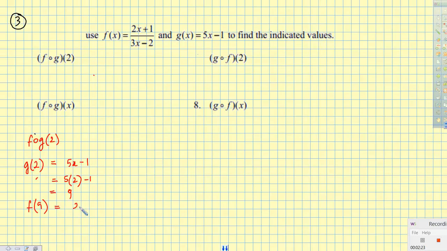So it's going to be 2 times 9 plus 1 all over 3 times 9 minus 2, and so I end up getting 19 over 25. What this essentially means is that when my value of x is equal to 2, in the new f of g function, the value of the y coming out, or the value of the range, is going to be 19 over 25. Now that's the first way that we can do this problem.